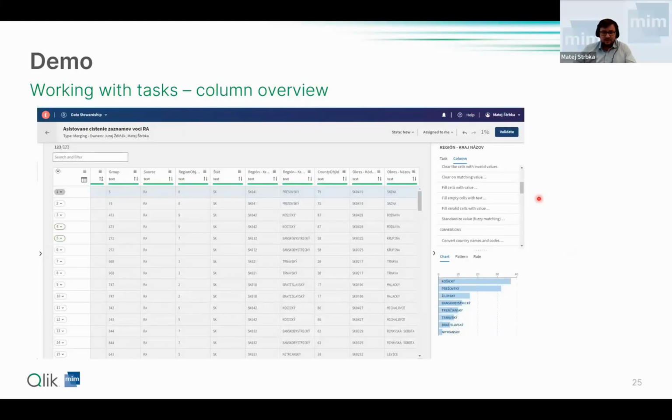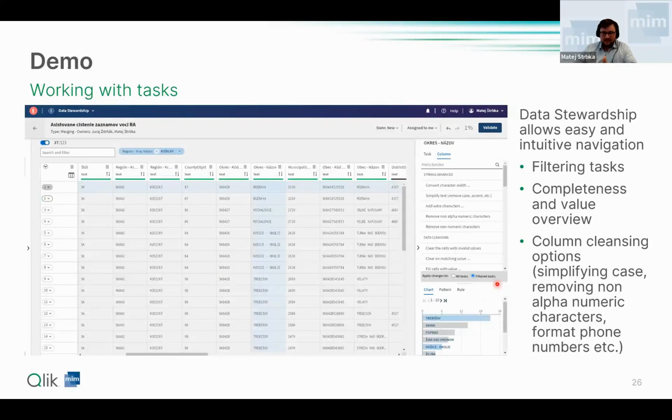Talend Data Stewardship is very easy to work with, especially when we want to filter some kind of data. In this case, I clicked on the region, which are Slovak regions, and by clicking here I can see the overview of what the values in the column are, and I can easily filter one given column, and already it is filtered, and I can work with the specific part of the dataset.